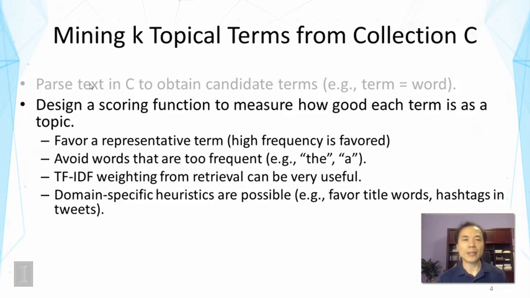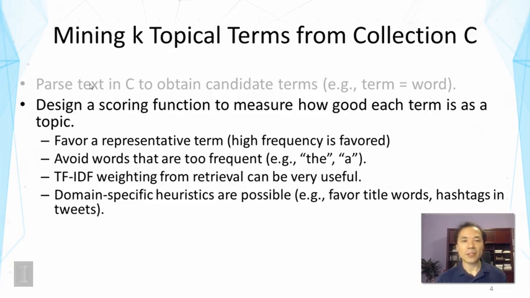So a particular approach could be based on TF-IDF weighting from retrieval. TF stands for term frequency, IDF stands for inverse document frequency. And we talked about some of these ideas in the lectures about the discovery of word associations. So these are statistical methods, meaning that the function is defined mostly based on statistics. So the scoring function would be very general. It can be applied to any language, any text.